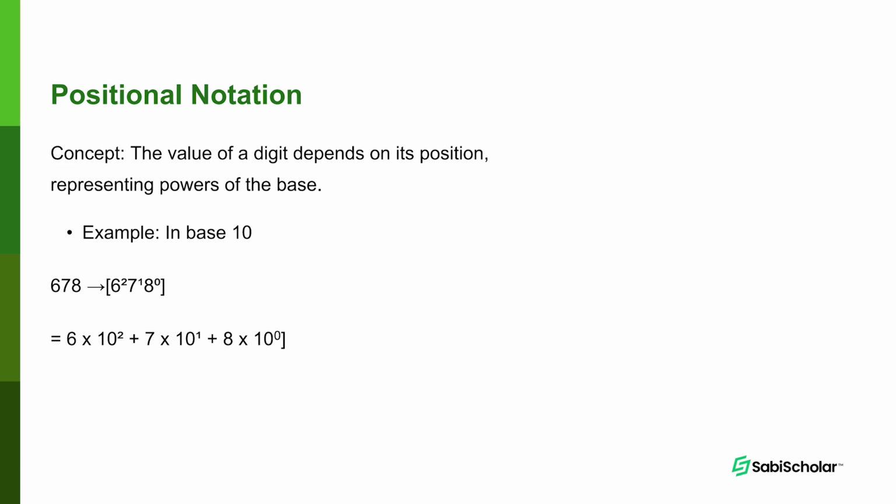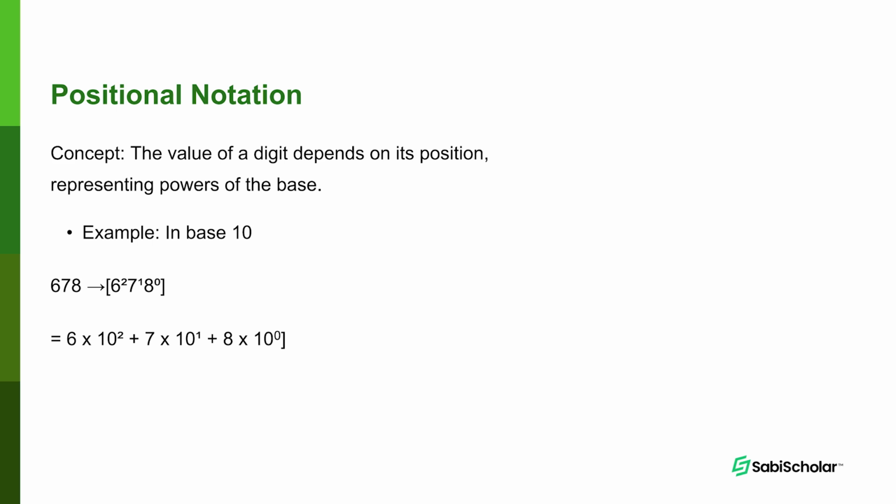So in number base, the value of a number depends on its position, and that position is representing the power of the base. So in 678, the 6 is 100, that is, it is 6 times 100. You can say that is 6 times 10 to the power of 2. We are in base 10, and we said it is representing the power of that base. So that 600 is 6 times 10 to the power of 2.